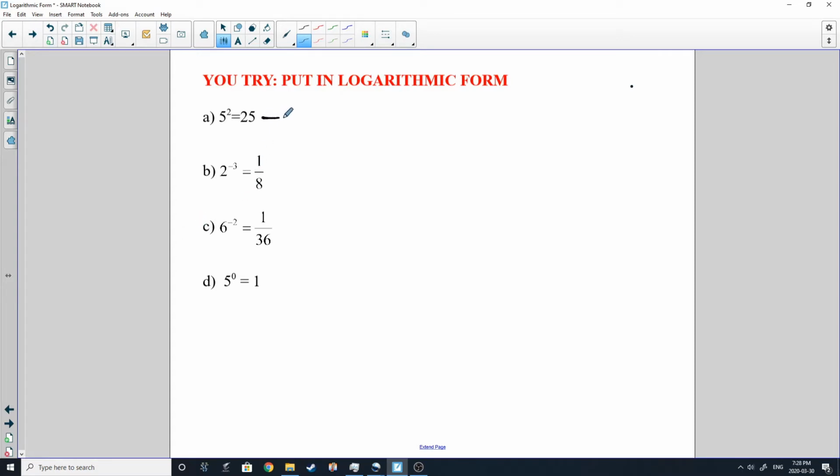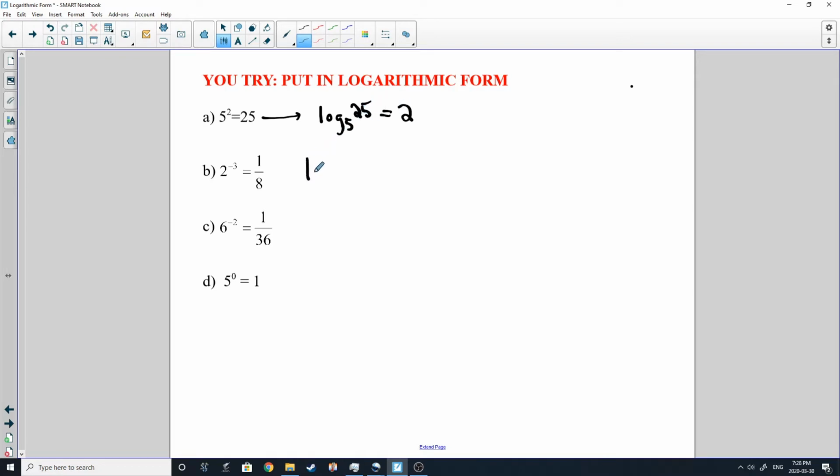So if we're going to write 5 to the power of 2, which is 25, in log form, we're going to first start by writing log. Now, the base becomes the base of the log. The exponent 2 becomes the answer, so leave some room. And the old answer becomes the argument. And you can quickly double check. 5 to the power of 2 is 25.